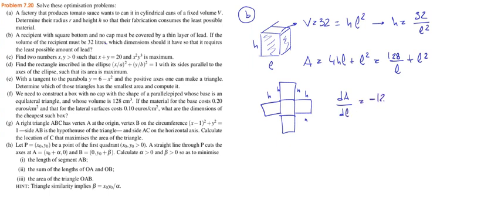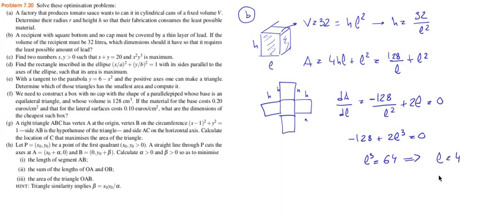This is minus 128 over L squared plus 2L equals 0. And so we can write this again, minus 128 plus 2L cubed is 0. So L cubed is equal to 64, which implies that L is equal to 4. And H is equal to 32 over 4 squared, which is 32 over 16, so H is equal to 2. So L has to be 4, H has to be 2.